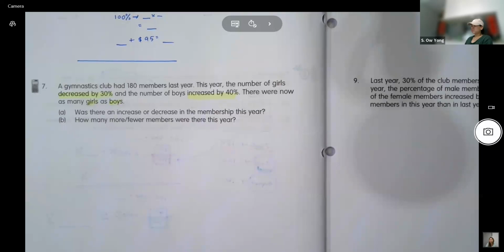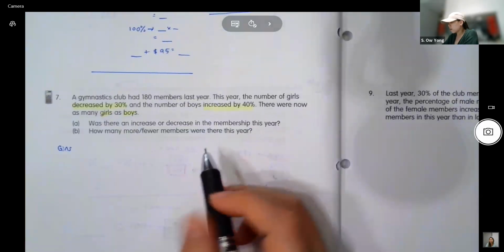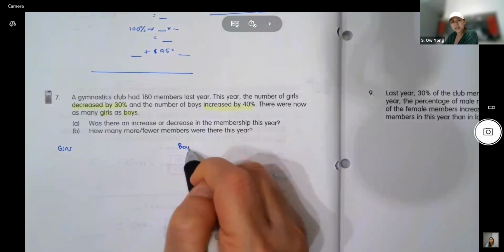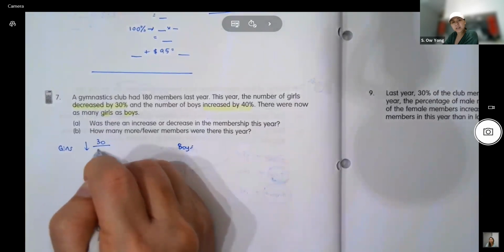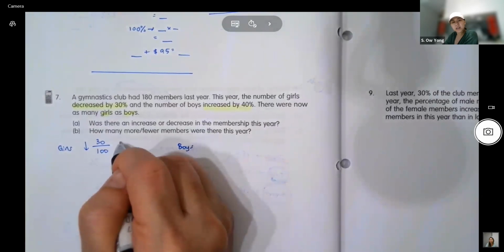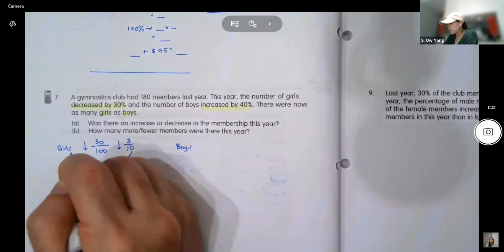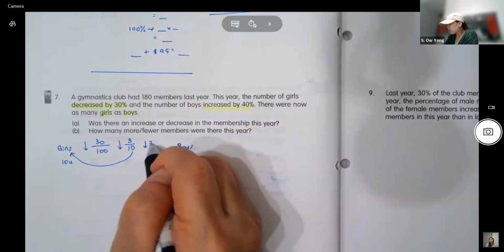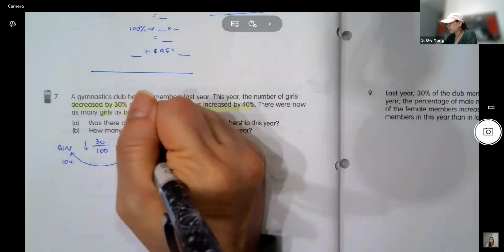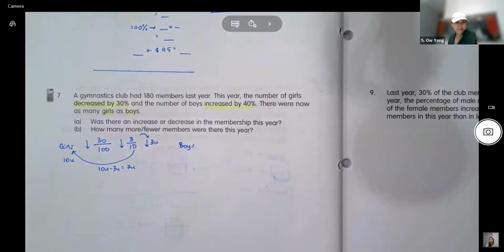So with that, you at least know that the number of girls, so you just write down here, for example, girls, boys. The girls decreased by 30%. It decreased by 3 out of 10. Meaning, originally, I have 10. Now, I decrease by 3 units. The 3 come from here. So, 10 minus 3 gives you 7.